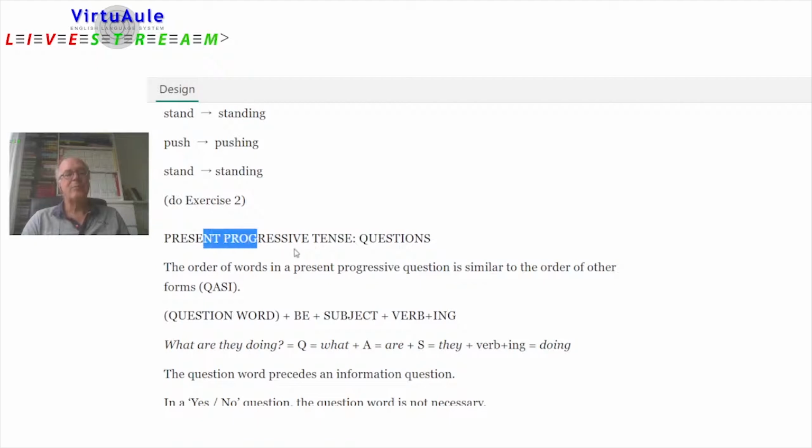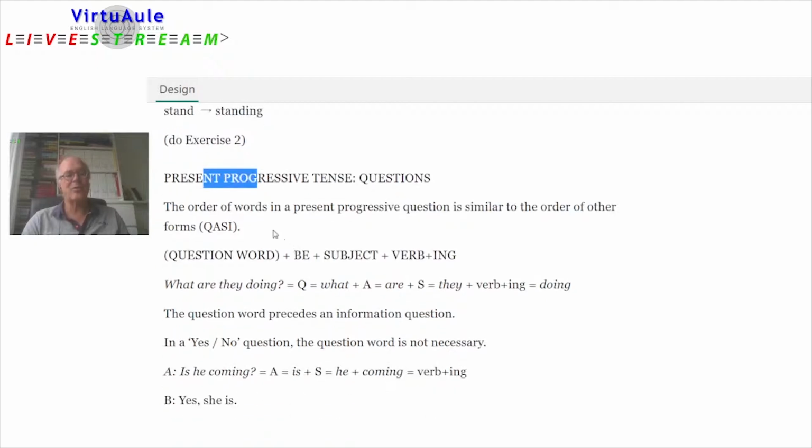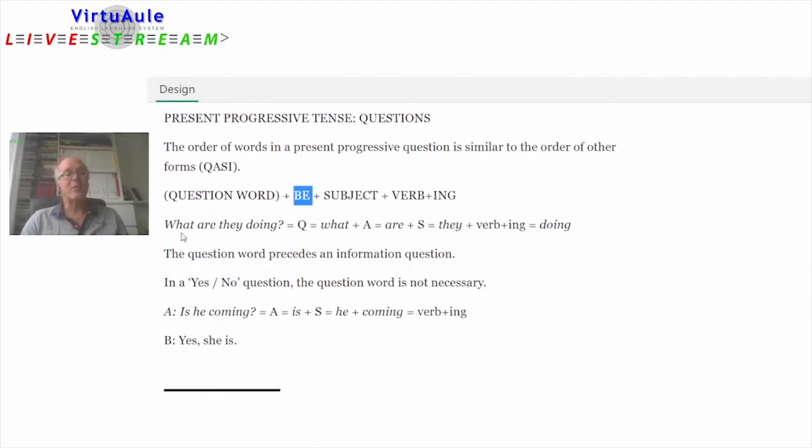We have the progressive tense questions. The order of words in the present progressive is similar to the order of other forms. Remember the quasi form. Q, question word. A, auxiliary. S, subject. And I, infinitive. The only difference here is that the infinitive is the verb with the ing, and the auxiliary is not do or did or does, but be. So you have to conjugate correctly the verb be for the auxiliary.